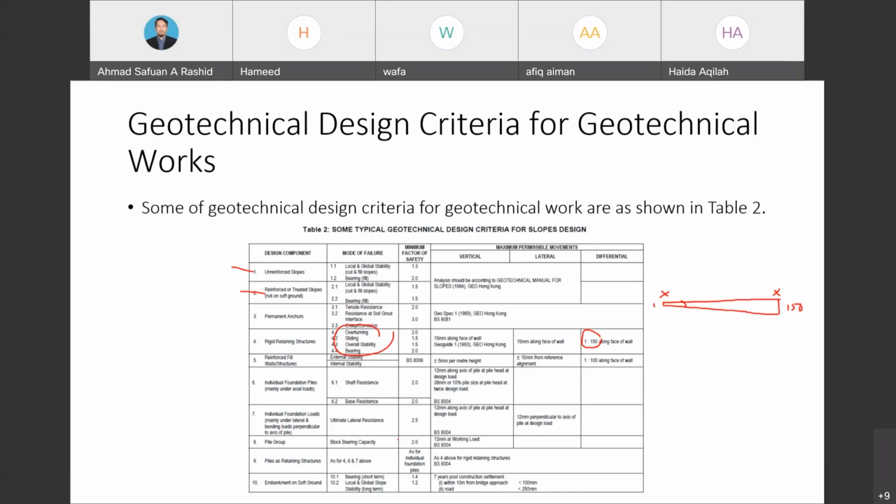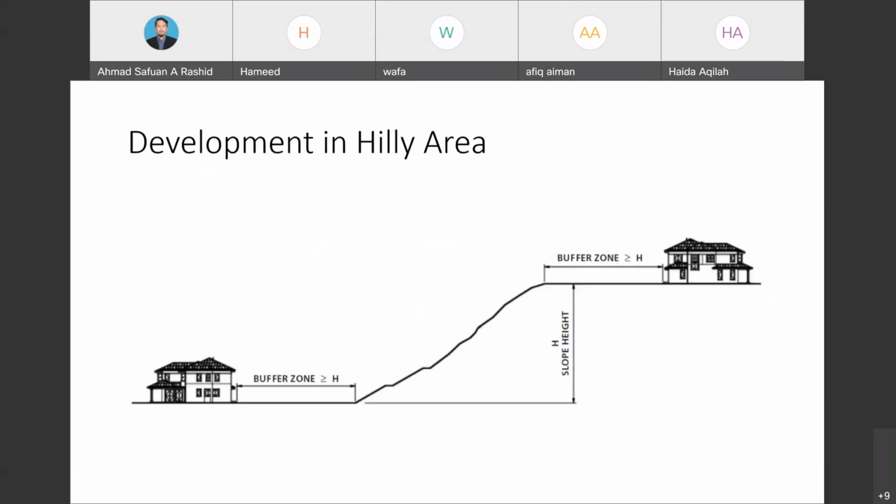Okay, so this is a buffer zone, for development in hilly areas. For example, this is the height of the slope. Make sure that we have a buffer zone of more than H, the height of the slope. The minimum is equal to H, which means that if this is 10 meters, the distance should be 10 meters as well.